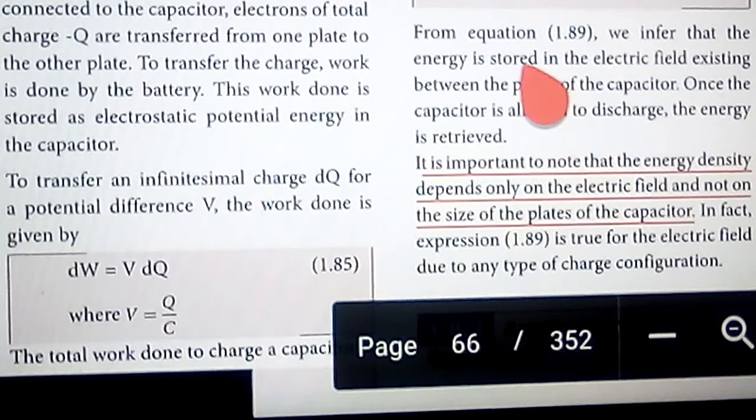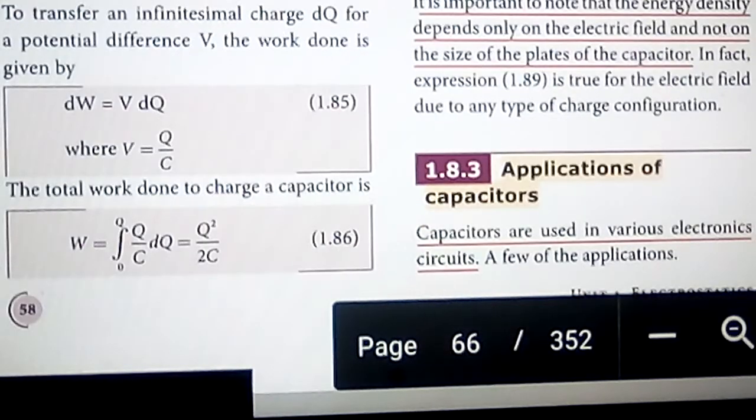So these are the things that you should note down about the energy stored in the capacitor.